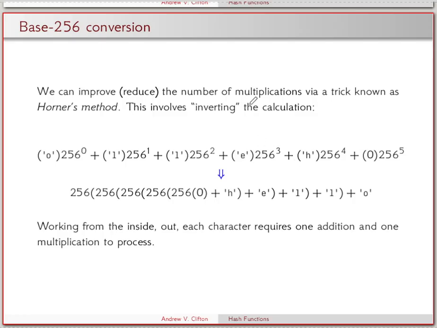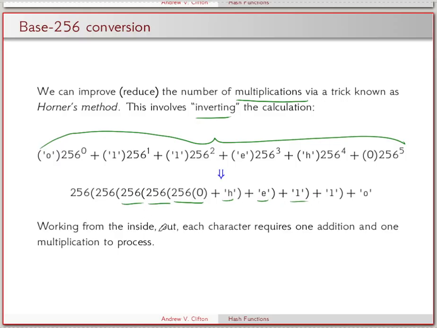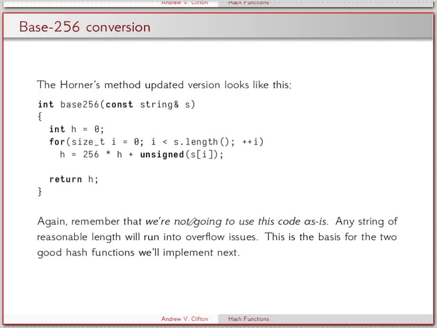Okay. We can reduce the number of multiplications via a trick known as Horner's method. We normally wouldn't care about this kind of micro optimization, but I think this one's kind of interesting. So we're going to invert our calculation here. We're going to take this sum and work from inside out. So we do 256 times 0 plus h, times that times 256 plus e, 256 times that plus l. So we're just alternating add, multiply, add, multiply, add, multiply. So each character requires 1 addition and 1 multiplication. That gives us this version here.